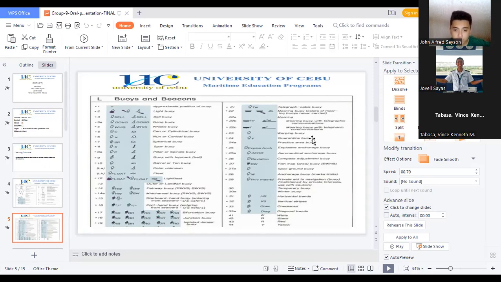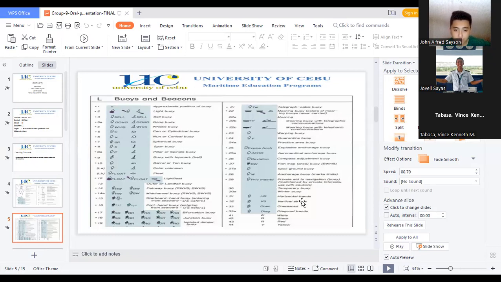Number 23 is warping buoy. Number 24 is quarantine buoy, and practice or area buoy. Number 25 is explosive anchorage buoy, and 25A is aeronautical anchorage buoy. Number 26 is compass adjustment buoy. Number 27 is fish trap. Number 27A is spoil ground buoy. Number 28 is anchorage buoy. Number 29 is private aid to navigation buoy.